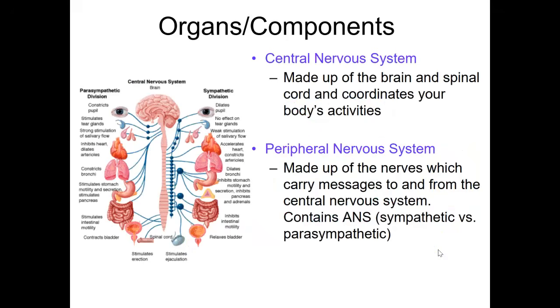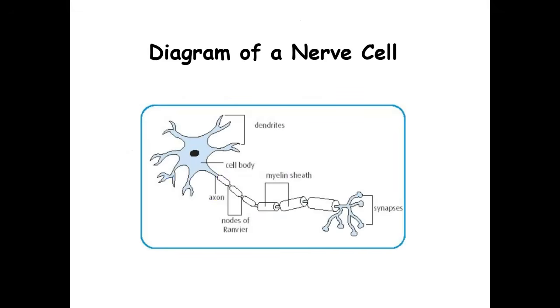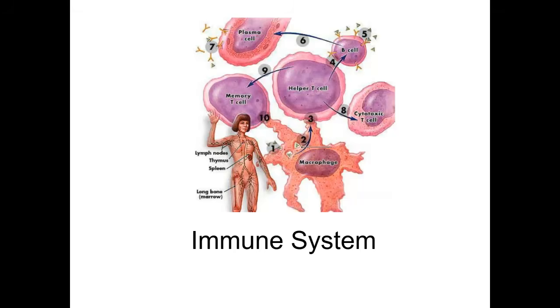Your central nervous system is made of your brain and spinal cord and coordinates your body's activities. The peripheral nervous system is made of nerves and carries messages to and from the central nervous system. The nervous system works with many other systems, but it works closely with the digestive system and the muscular system. And here's another diagram of the nerve cell.